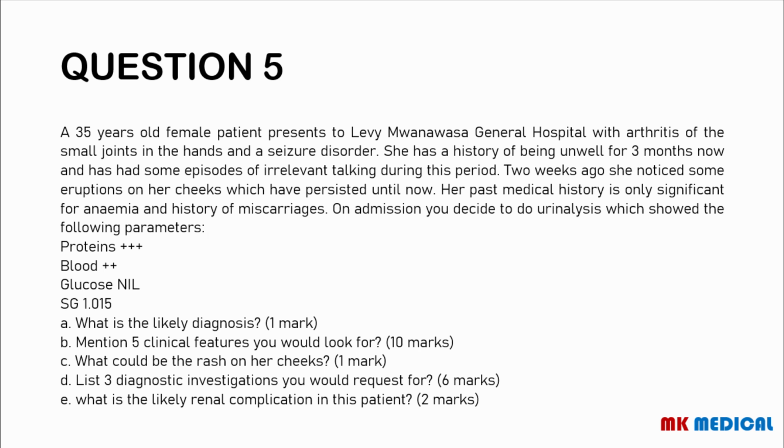So this patient is presenting to you with features of arthritis, a seizure, and they have an eruption on their cheek. It looks like they also have anemia and history of miscarriages. So it looks like there's a multisystemic problem that's happening here. And one condition that ties almost all these symptoms together is an autoimmune condition that's referred to as systemic lupus erythematosus, or SLE. So mention 5 clinical features you would look for. So there are skin features. You could have malar rash.